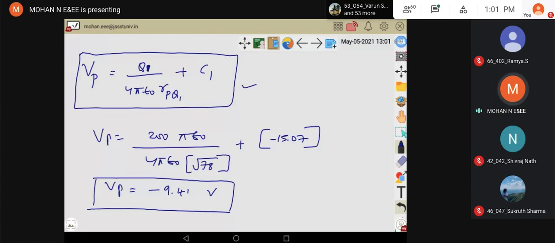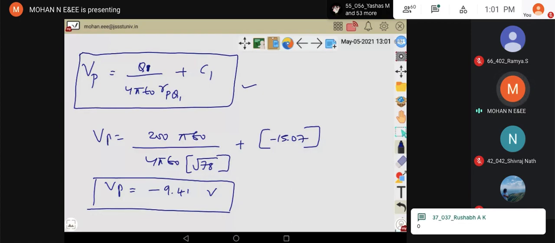If this step-by-step procedure to find the potential due to a point charge is okay for you, please type 0 on the chat box quickly.